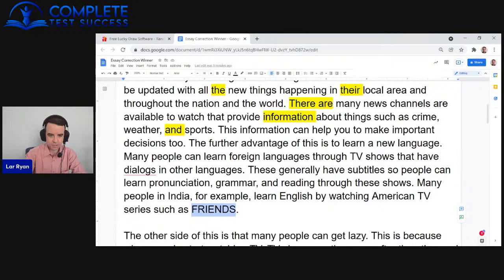Also, Friends, it's just the first letter that will be capitalized. Name of the TV show.